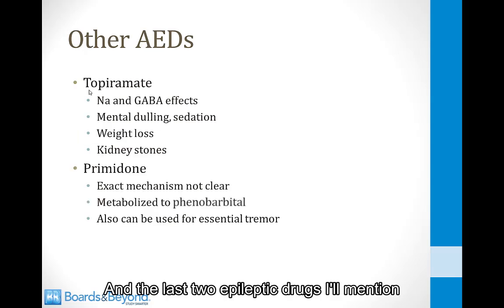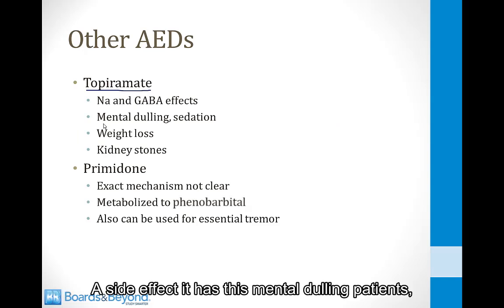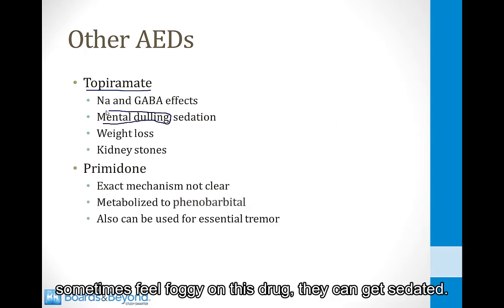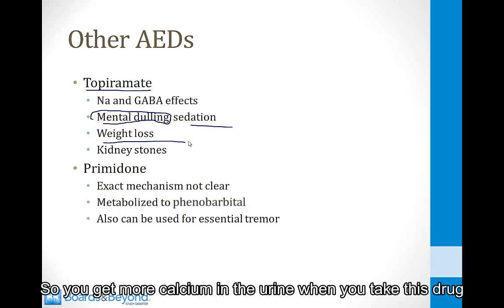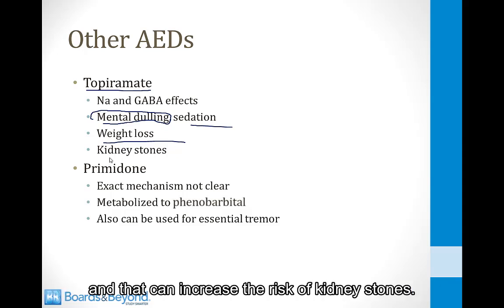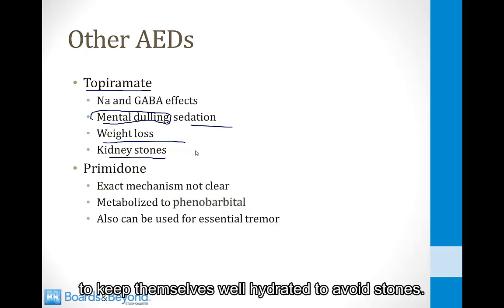The last two epileptic drugs I'll mention are topiramate, which has both sodium and GABA effects. It's also used as a migraine drug. A side effect it has is mental dulling. Patients sometimes feel foggy on this drug. They can get sedated. It causes weight loss, and then topiramate is a weak carbonic anhydrase inhibitor, so you get more calcium in the urine when you take this drug, and that can increase the risk of kidney stones. Patients on topiramate are often told to keep themselves well hydrated to avoid stones.